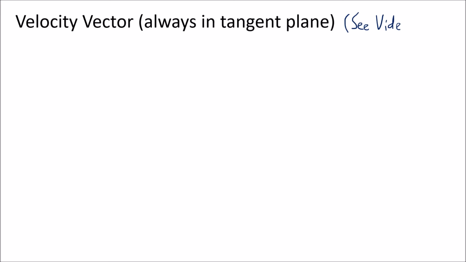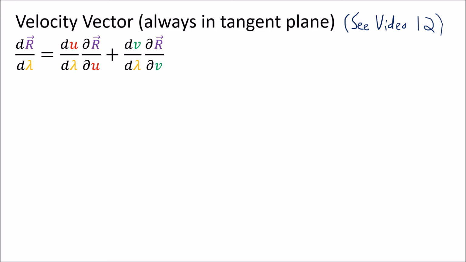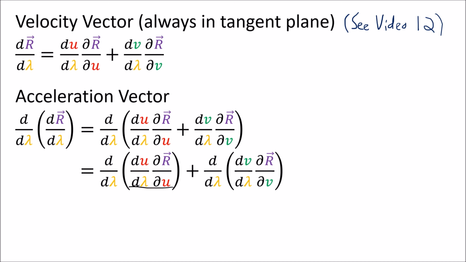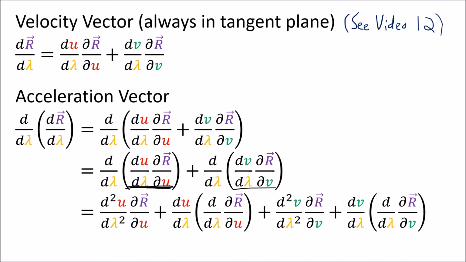So if you watched video 12 in this series on the metric tensor, you'll be familiar with the tangent velocity vector along a curve, which we've expanded here out in terms of the u and v variables using the multivariable chain rule. So to get the acceleration vector, we just take the derivative of this velocity vector. So that means taking the derivative of this term and this term. So with this derivative, since we have a product of two terms, we need to use the product rule. So the derivative of this term results in two new terms. In the first one, the derivative is applied to du by d lambda, and in the second term, the derivative is applied to the basis tangent vector, partial r by partial u. And similarly, we get two extra terms for the v variable portion.